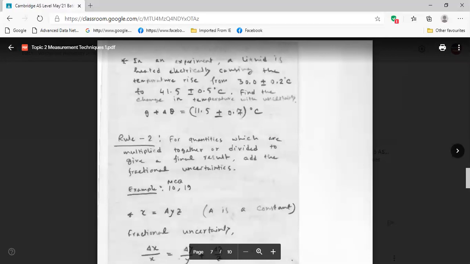So please write it, both of you. I have a question. So we have to add uncertainties due to all circumstances, right, sir? Yes, yes. Even if it is subtraction, that time also you have to add the uncertainties.